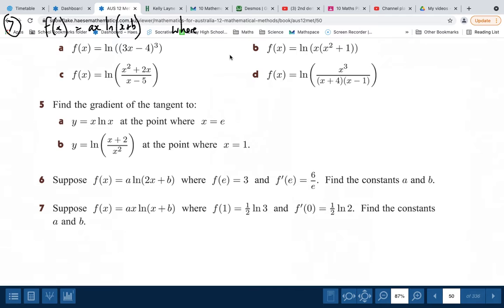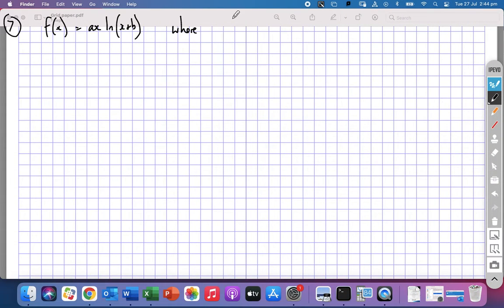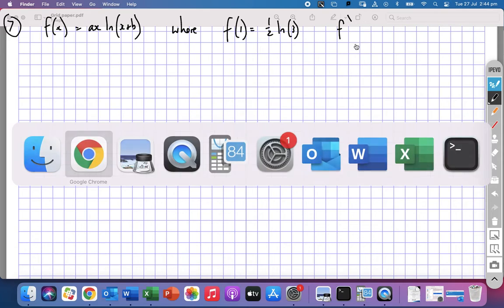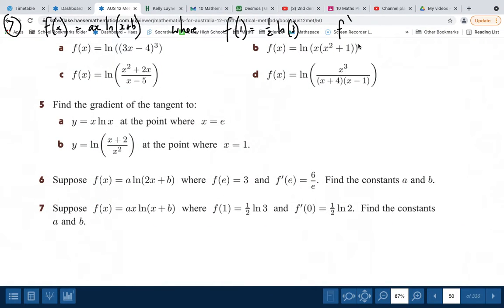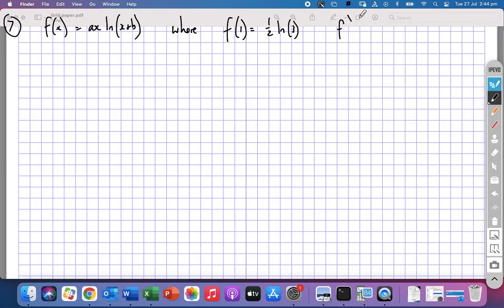Where f of 1 is half log 3, and presumably something in the derivative. F derivative of 0 is half log 2. Just looking at these log statements, I'm thinking you could rewrite them. Now, this is log of square root 3. I'm not sure if that'll help or not. And this is log of square root 2. Right, so I can put that power in the log if I want to.